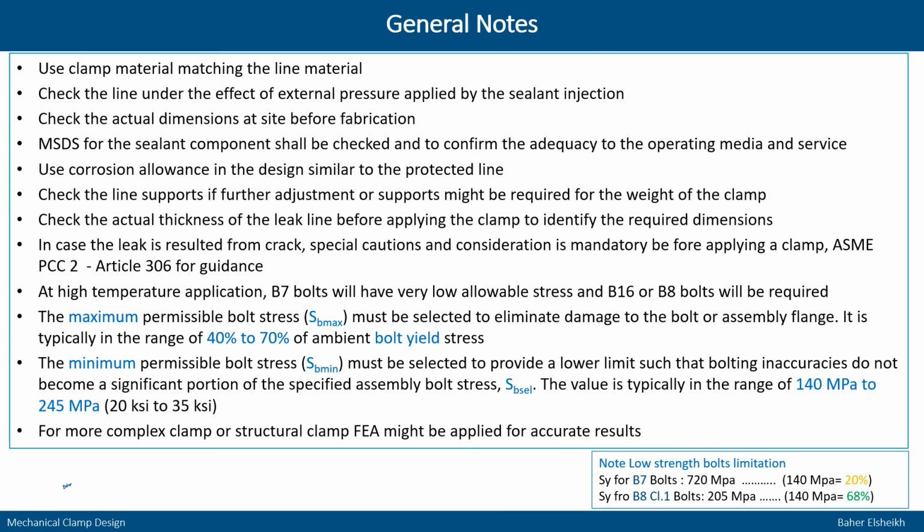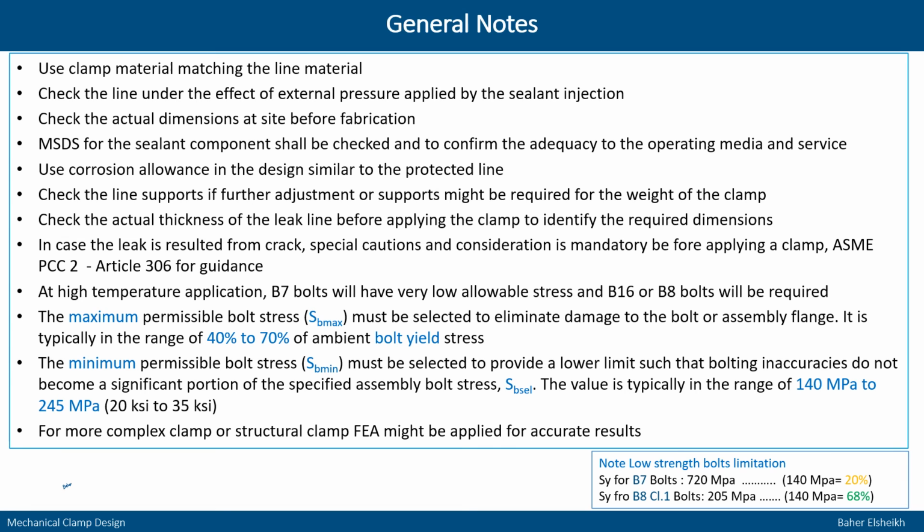Here are some general notes. When using a clamp material matching the line material, you need to check the line itself under the effect of external pressure applied by sealant injection. So you have to do an inspection of the line, get the actual thickness and the extent of the thickness loss, and check by the design rules of ASME Section 8 Division 1. We have an Excel sheet and video from a previous video. You can use it as a guide for the external pressure calculation. The MSDS for the sealant component should be checked, and it should be compatible with the media, the service, and the material also.